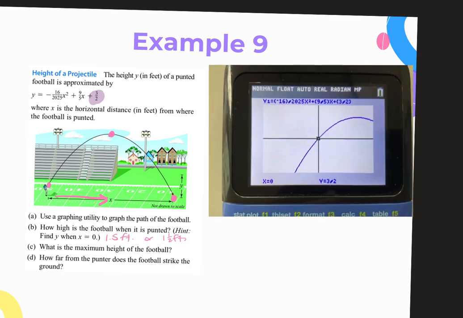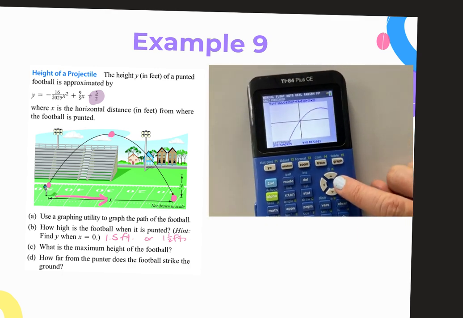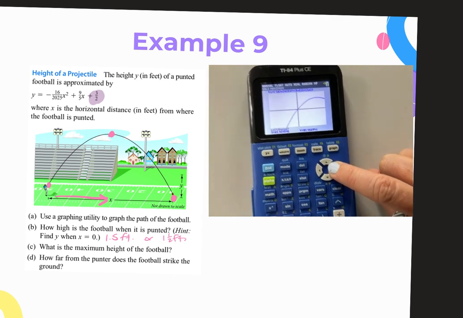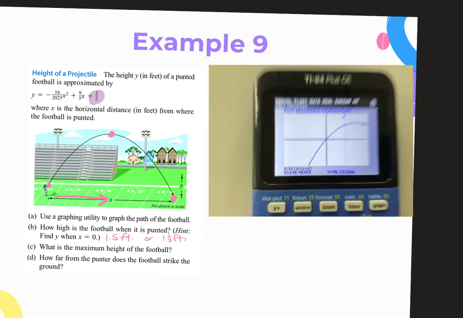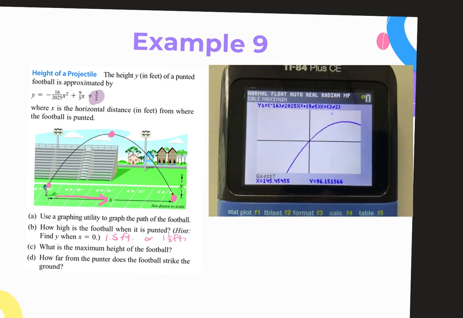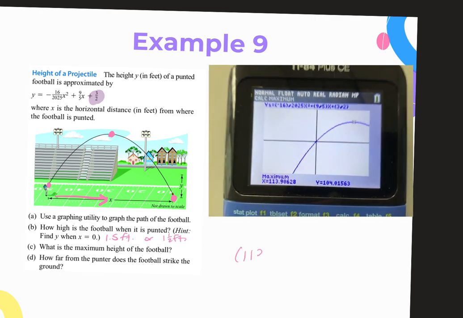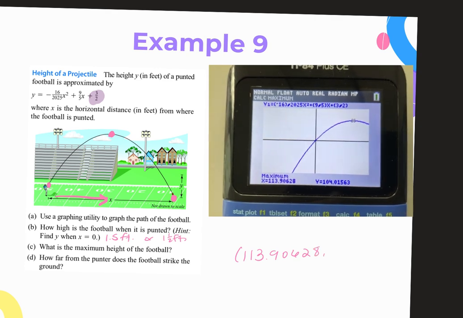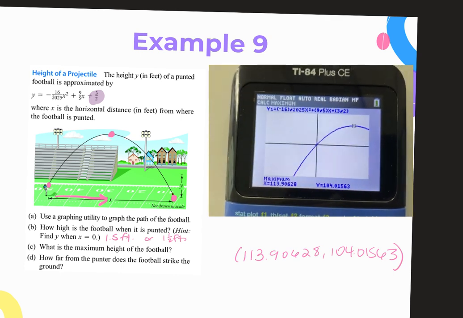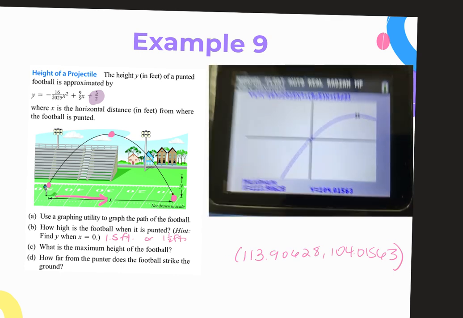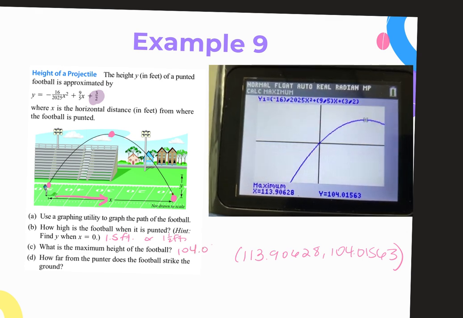What's the maximum height of the football? So now I'm doing second, trace, I'm going to max. I'm already left of it, but I'm going to get a little bit closer. Left of my max. I have to see my y go up and come back down again. I'm right of my max. I hit enter again, and it's going to bring me to my max point. The x value is 113.90628. The y value is 1.401563. Which of those represents the maximum height of the football? The y. So 104 point, I don't know if it says to round. We're going to round to 1 decimal place. 0 feet.